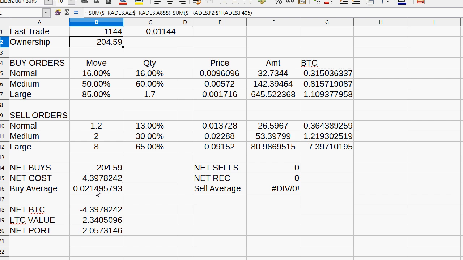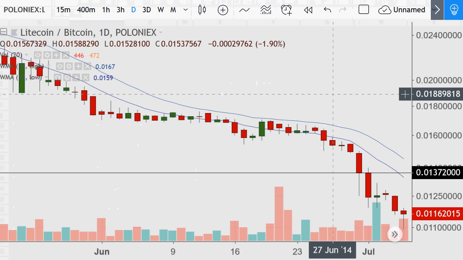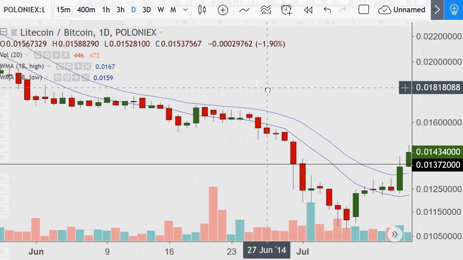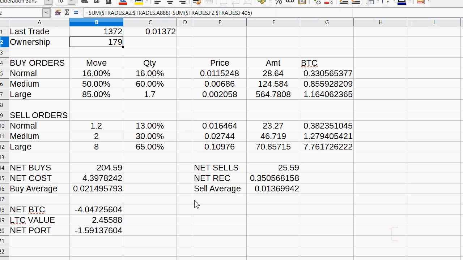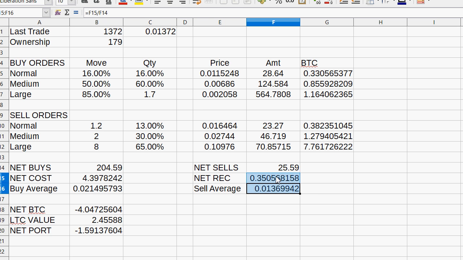Buy average now is at 214, as the price is down to 1144. Now buying under the 1,000 handle and selling at 1372. And a sale finally comes in, the first one amongst this simulation. It's not really a simulation, but moving forward. The net portfolio has improved from -2 to -1.59. Finally, we have some statistics in here now.